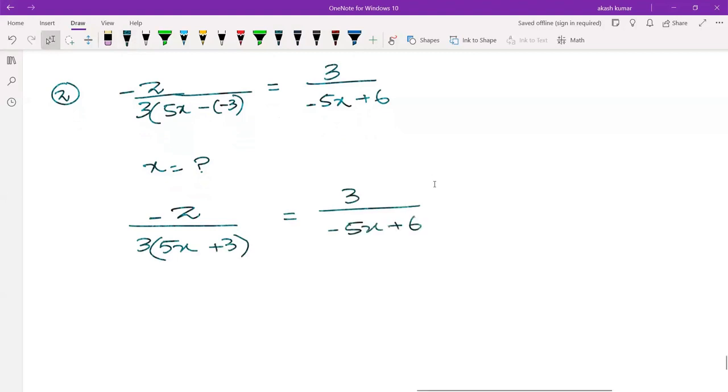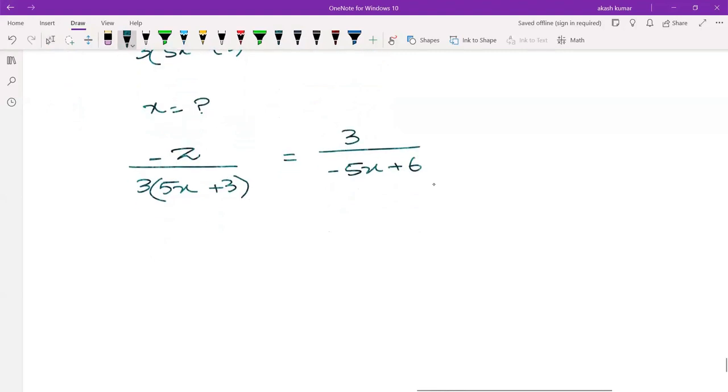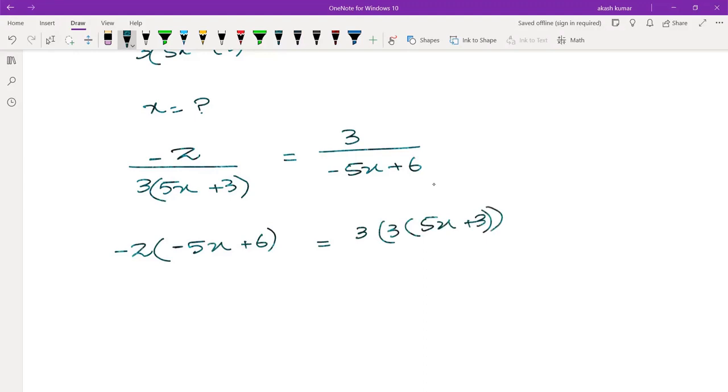The step number 2 is let's cross multiply. Minus 2 times minus 5x plus 6 equals 3 times (5x plus 3). So minus 2 times minus 5x is? Minus 2 times minus 5x is?